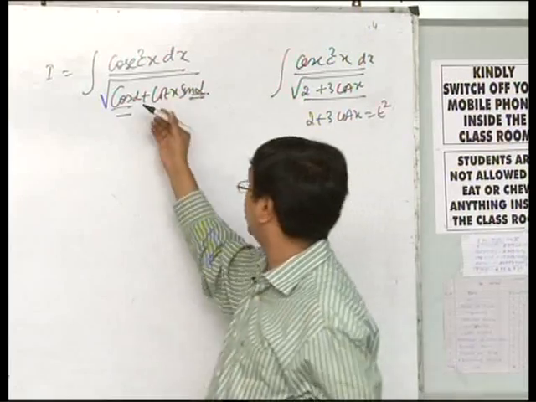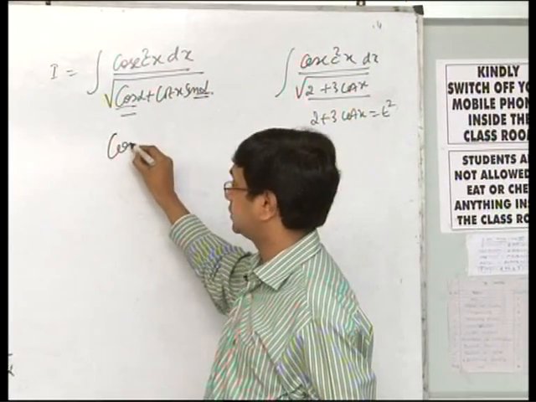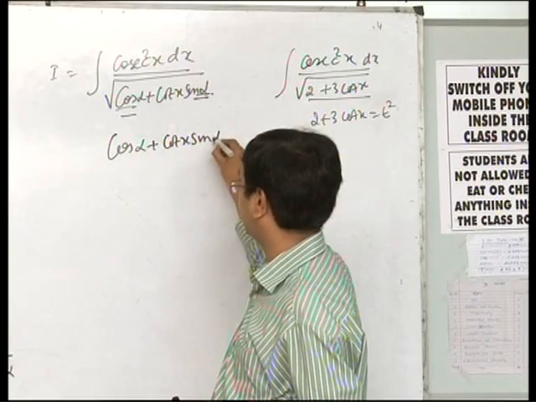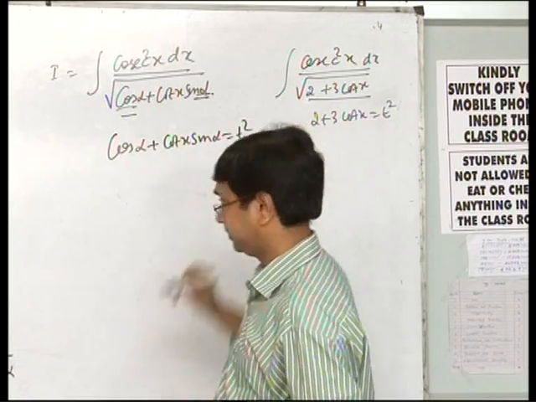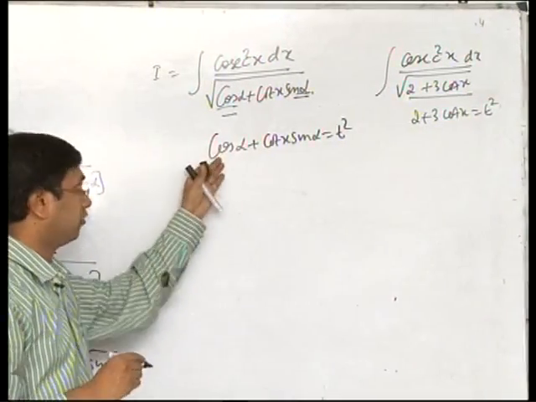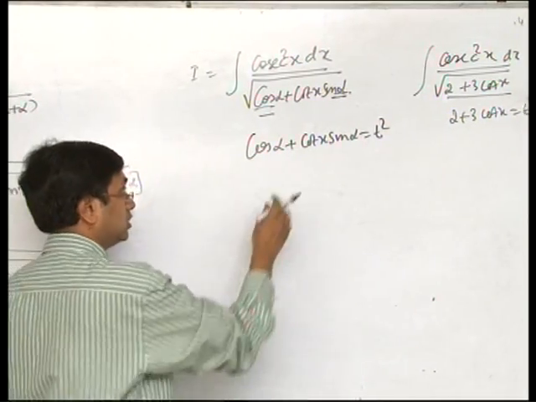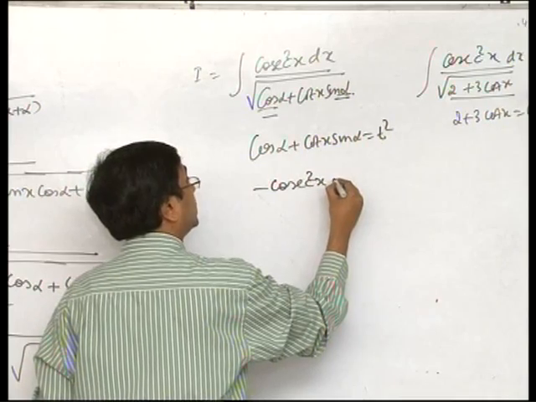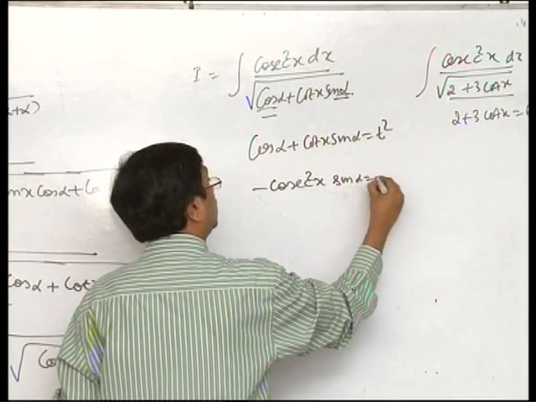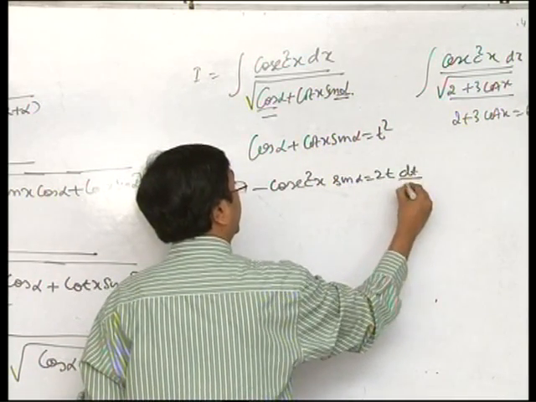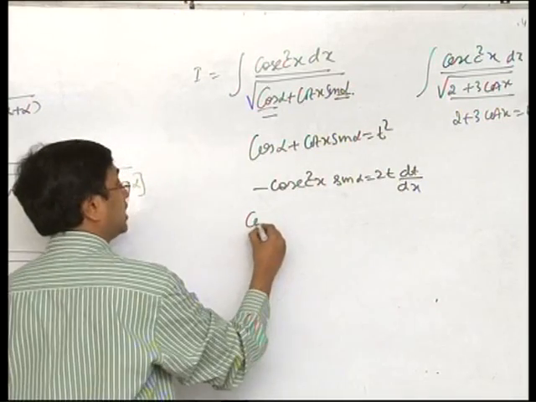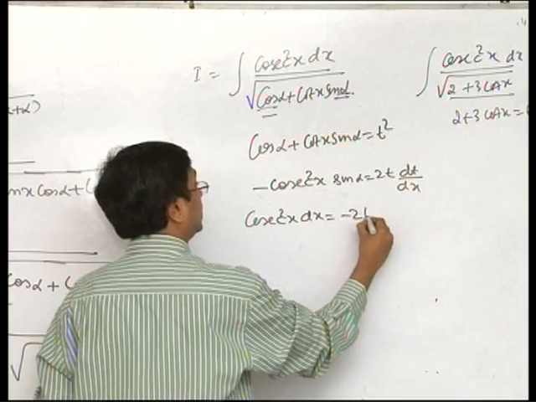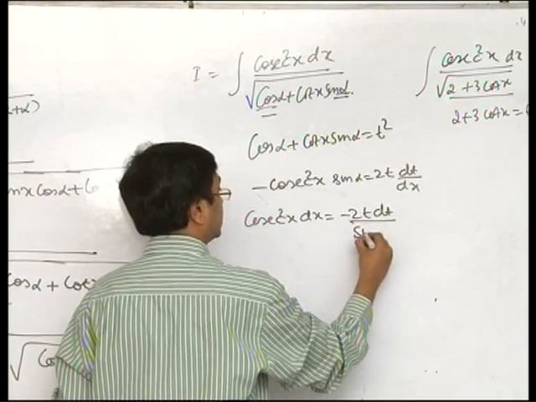So what I can do now is, similarly, cos alpha plus cot x sine alpha, I'll put it equal to t square. Same format. So what is the derivative of cos alpha? 0, because it's a constant. Cot x, minus cosec square x sine alpha equals 2t dt by dx. So now cosec square x dx is equal to minus 2t dt by sine alpha.